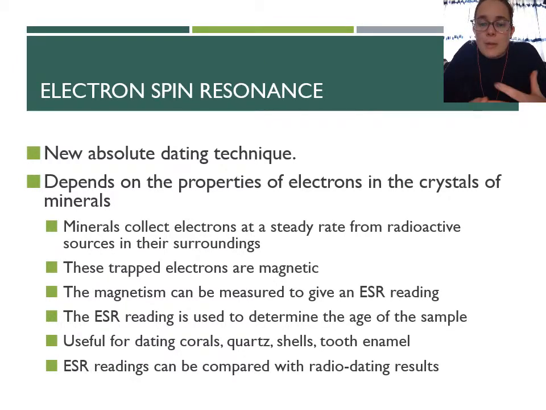But we look at comparing this with other forms of absolute dating that we get as well. So that carbon dating, radio dating, all that type of stuff, as well as the relative comparison dating that we talked about before. So electron spin resonance is another one that can come up in your exam.